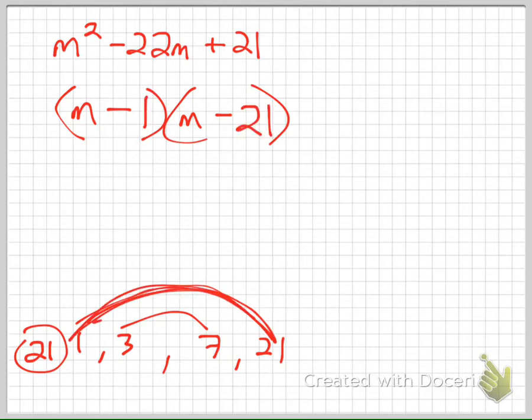Now let's make sure of this. Does negative 1 times negative 21 multiply to positive 21? Yes. Does negative 1 plus a negative 21 add to negative 22? Yes. We're done. How many of you got that? Nice. Couple of negatives. That's important. The rules don't change just because things are weird, you know.